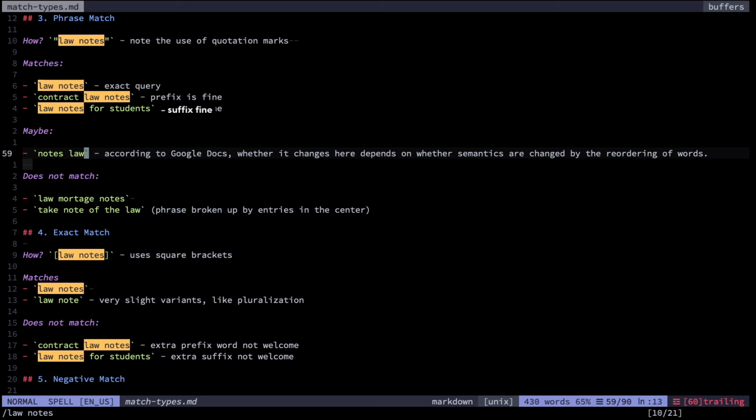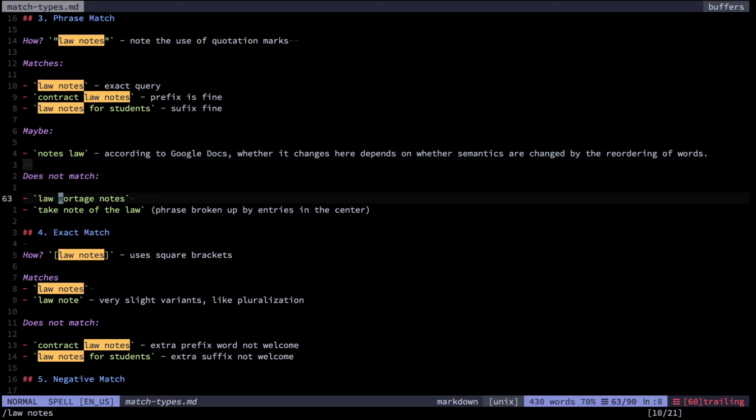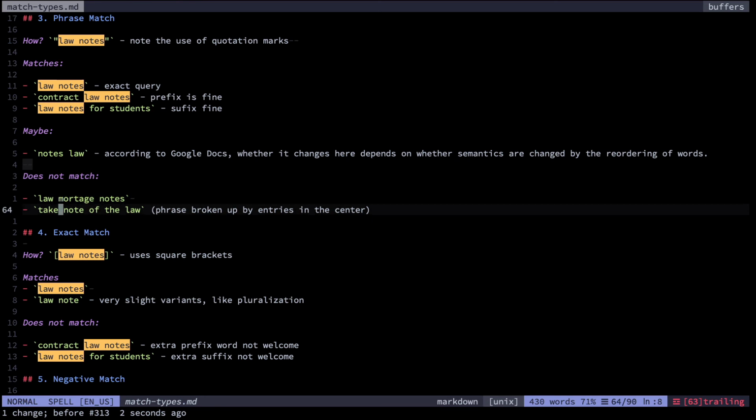According to the Google documentation, whether or not there's a match here depends on whether the semantics change in the eyes of Google when the word order changes. What is not matched by phrase match is something like law mortgage notes. You can see here that a word is introduced between law notes, between the stock phrase, and that will stop the match. Similarly with take note of the law.